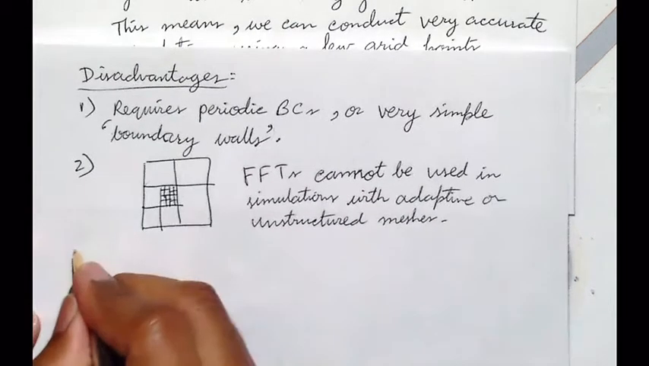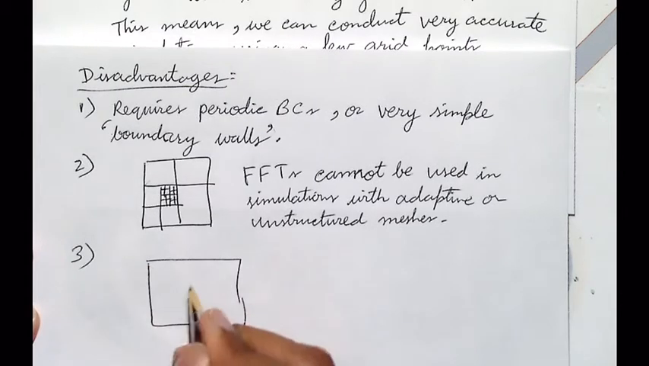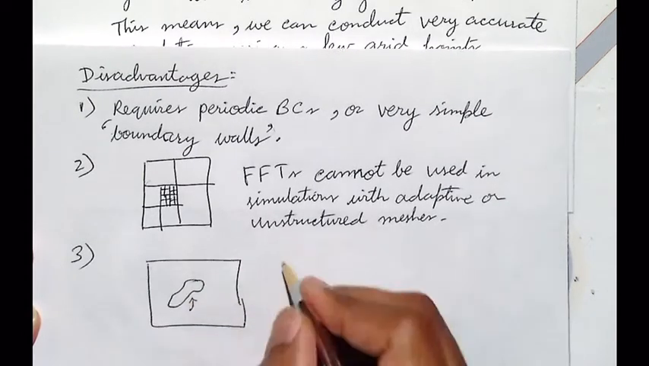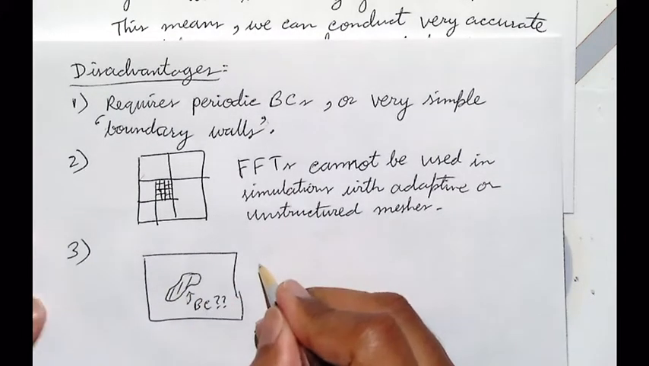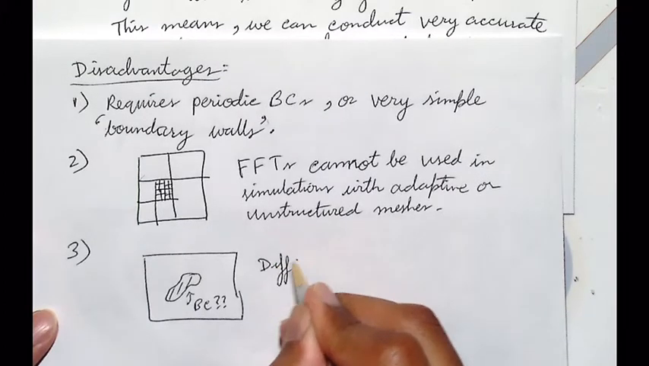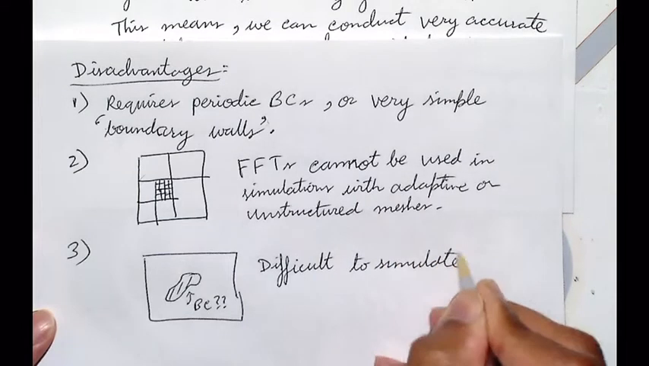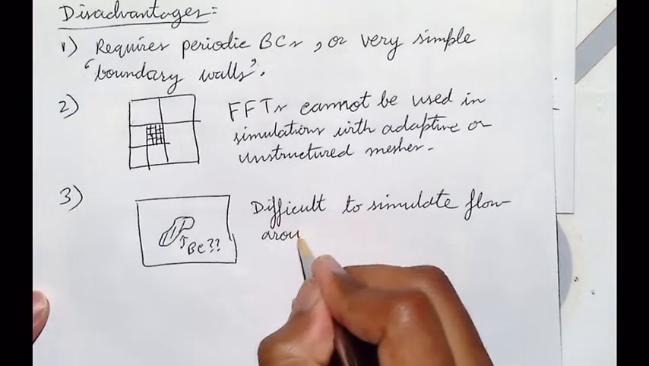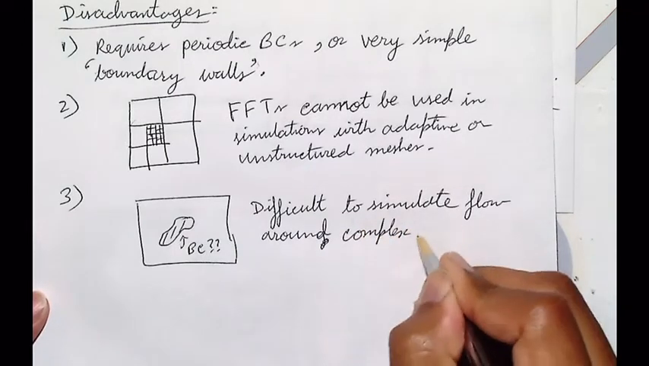And more disadvantages: if you have an irregular shaped object, a potato inside, how do we impose boundary conditions over here? It's very difficult to simulate flow around complex shaped objects.